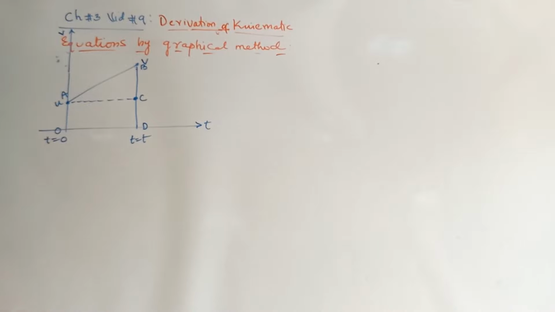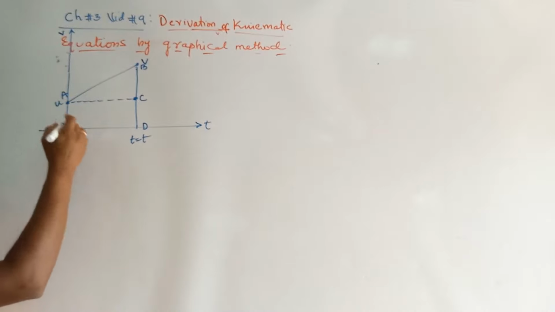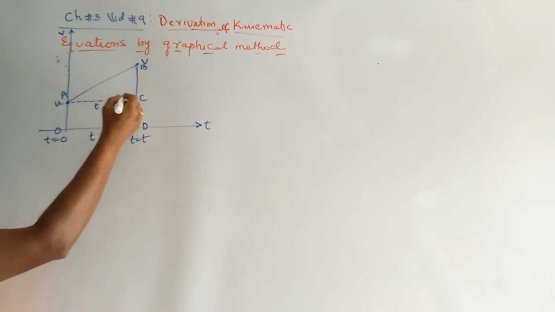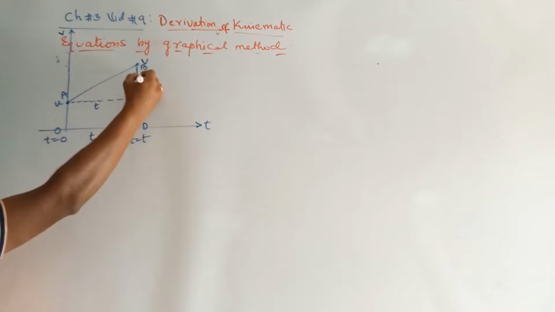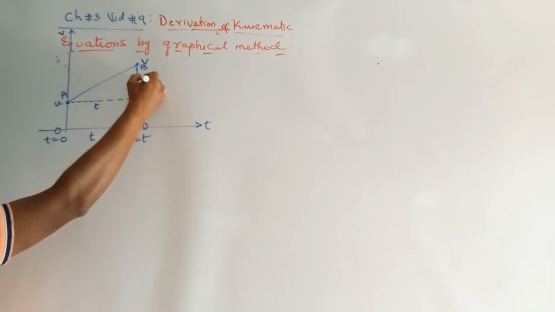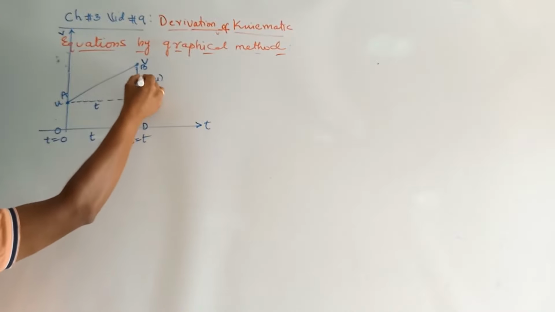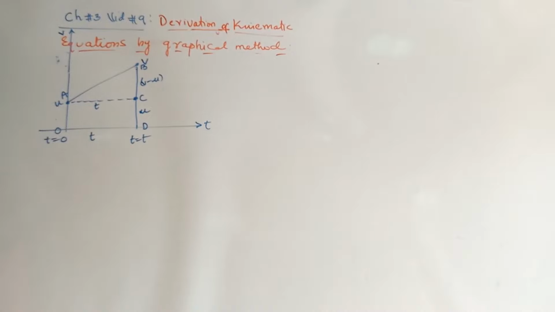There are two regions present inside this one, and you should also know the velocity change. Here the time is t, here also the time is t. Here the velocity change is u, and here the velocity change is v minus u. Accordingly, you should know all this.